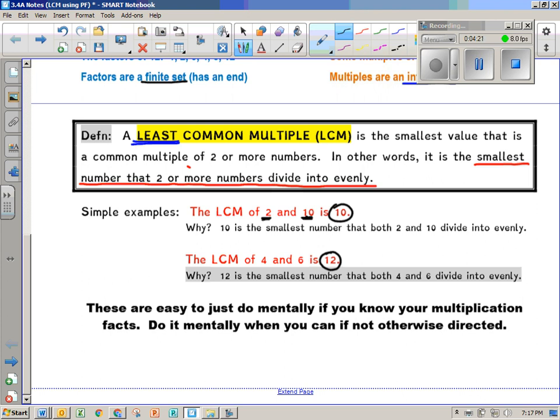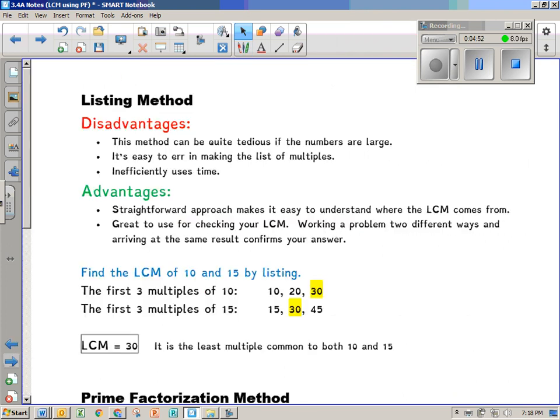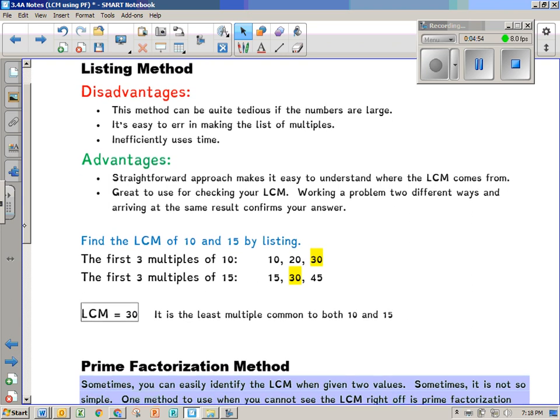So some of them, as we did with the greatest common factor, are very easy to find mentally if you know your multiplication facts. So do it mentally when you can. I will be directing you on the homework to actually show support. So you're going to be finding the LCM today in 3.5a using prime factorization, which is a previous skill.